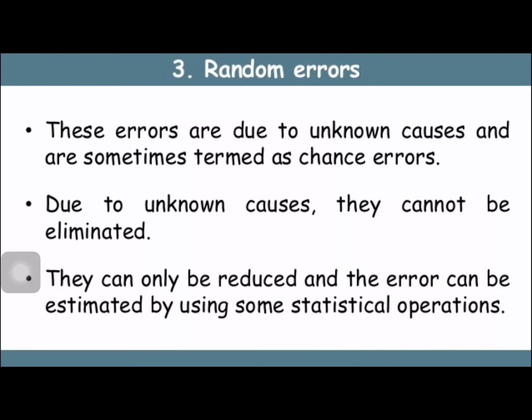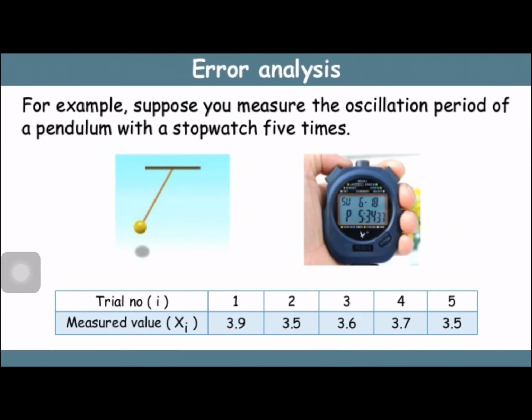Finally, we come to the random error. Random errors are due to unknown causes and are sometimes termed chance error. Due to unknown causes, they cannot be eliminated, but they can be reduced and the error can be estimated by using statistical operations like error analysis. If you take the period of a simple pendulum with a stopwatch 5 times, first time you get 3.9, second time 3.5, third time 3.6, fourth time 3.7, fifth time 3.5.